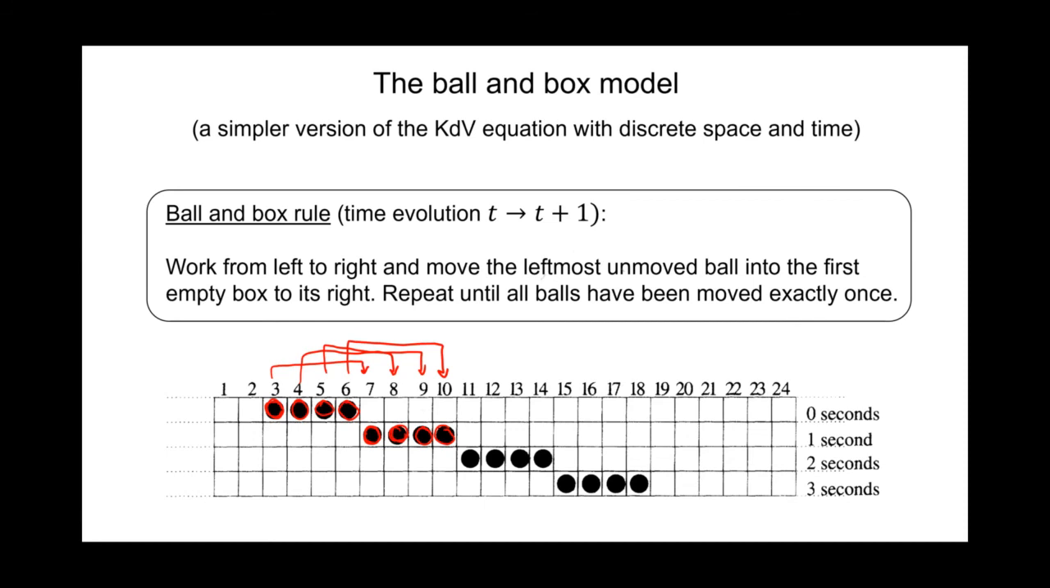So what we found here is that the 4 consecutive balls move to the right by 4 boxes in 1 unit of time. So we can say that a width 4 soliton moves with velocity equal to 4. So the velocity seems to be equal to the width.